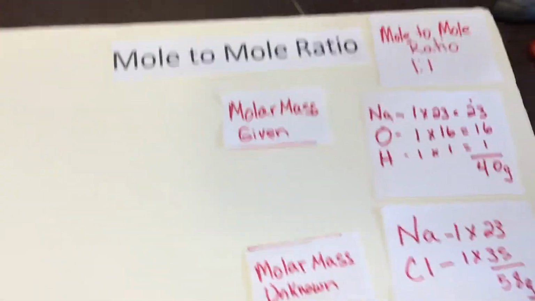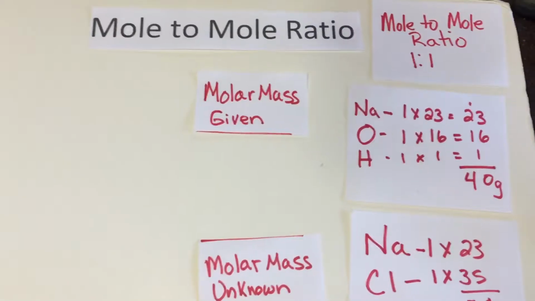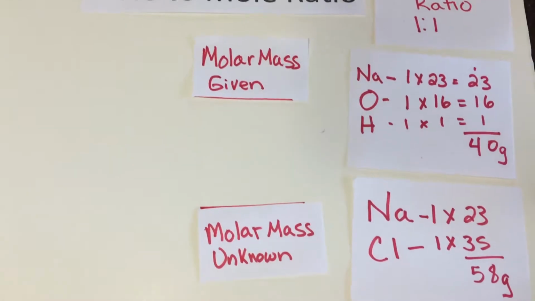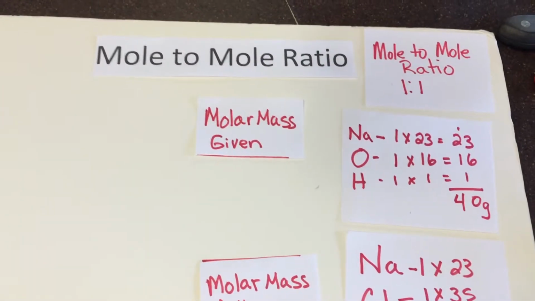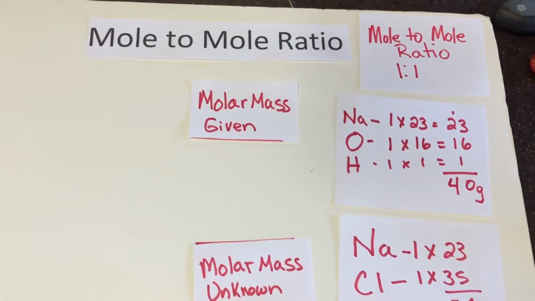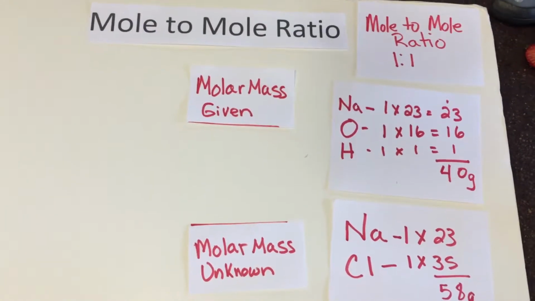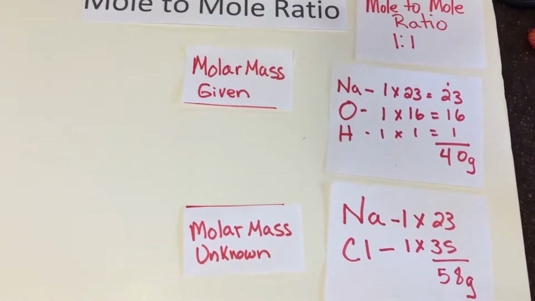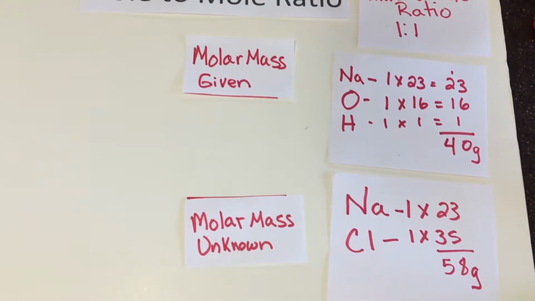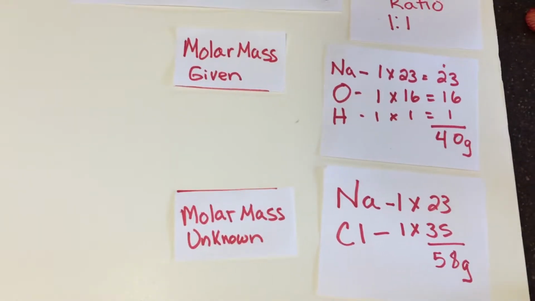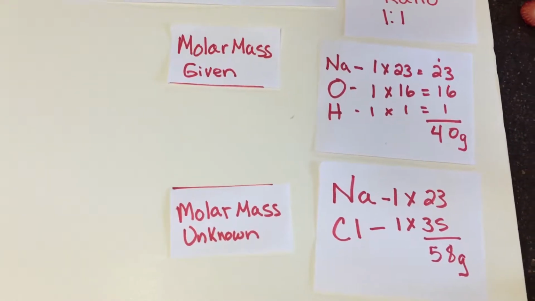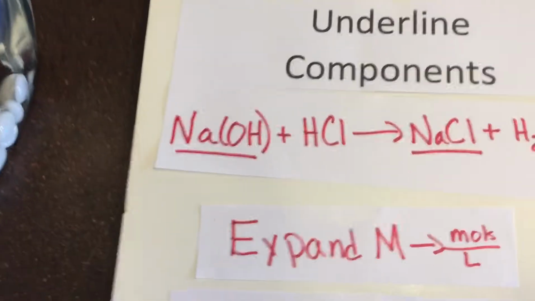So what I do is I actually just calculated all that and put it up in the corner here. Yours will be a little smaller, but mole to mole ratio is 1 to 1. Molar mass of the given product is sodium hydroxide, that's 40 grams. Molar mass of the unknown, what we're trying to calculate for, sodium chloride is 58 grams. Okay, so we're going to go back to where we were.